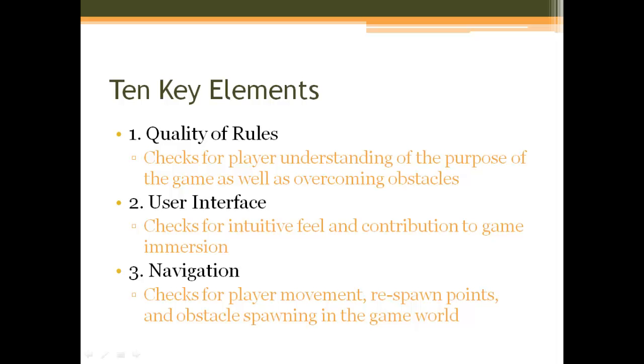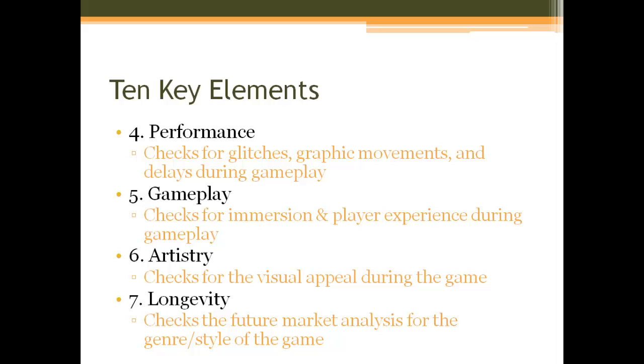There are 10 key elements to evaluating games. The first is the quality of rules. We have to check for the player understanding of the purpose of the game as well as overcoming the obstacles. Second, we have to look at our user interface. We check for the intuitive feel and the contribution to the game immersion. Third, we look at the navigation. This checks for the player movement, the respawn points, and also obstacle spawning in the game world.